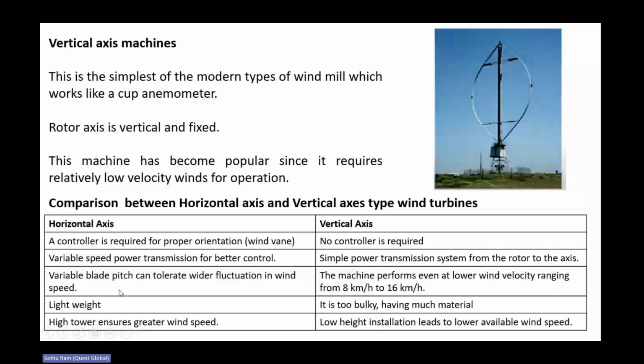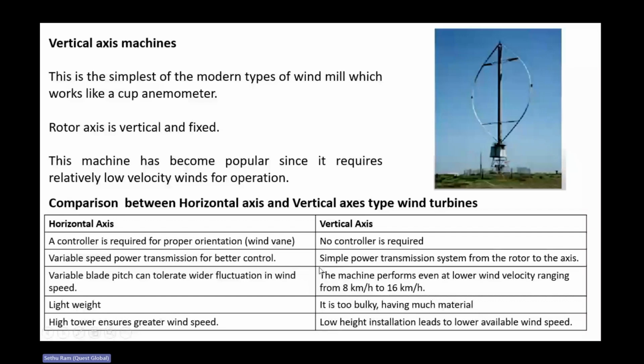And this one will be lightweight, while this one will be bulky. Why lightweight? Because the power generated per kilogram is very low for the horizontal one. To generate more power, we need a heavy structure and heavy machine. That's why it is too bulky and heavy.